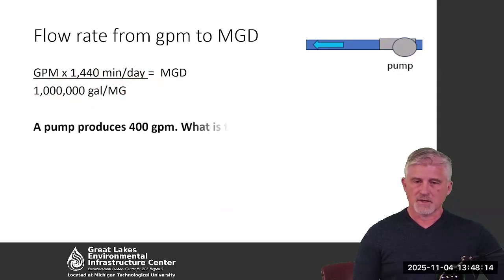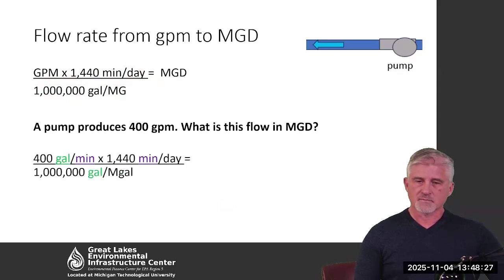So we'll look at a problem to help us work through this. We have a pump that produces 400 gallons a minute. What is the flow in million gallons per day? So we take our 400 gallons a minute, we multiply by our minute to day conversion. We divide that by the million gallons per million gallon. And that gives us 0.576 million gallons a day.